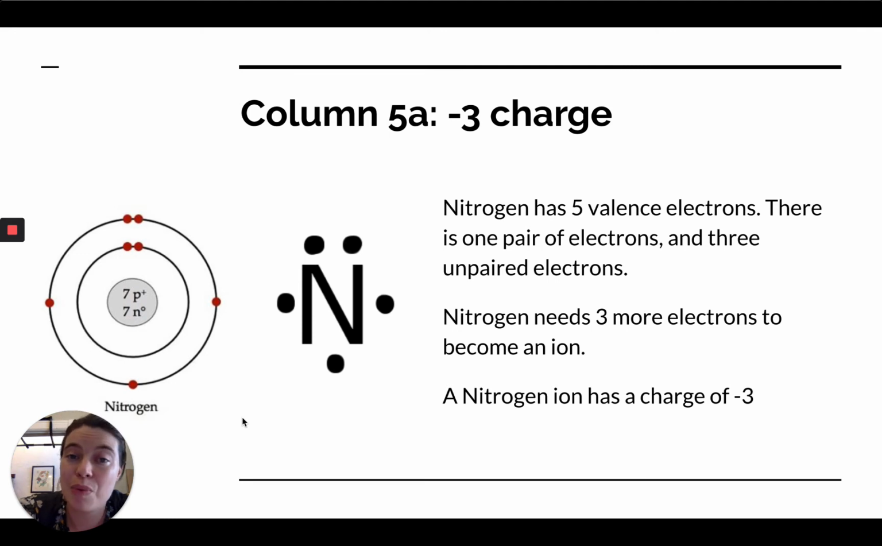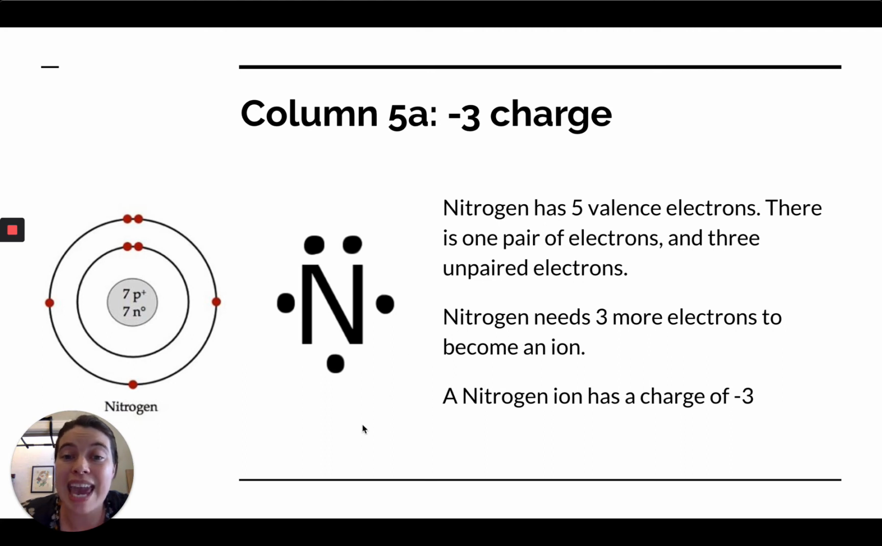Because every single one of those unpaired electrons is going to be capable of forming a bond with another atom. So nitrogen has 5 valence electrons. We've got 1 pair, 3 unpaired. If nitrogen wants to form an ion, it needs to pick up 3 more electrons. Basically, it needs to fill out each of these quadrants.